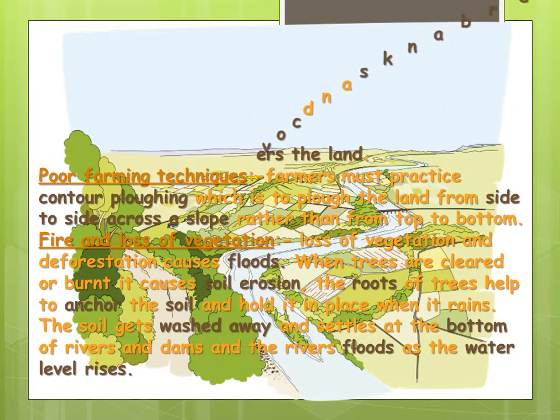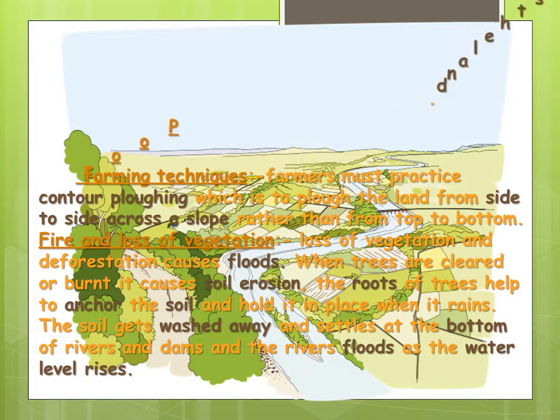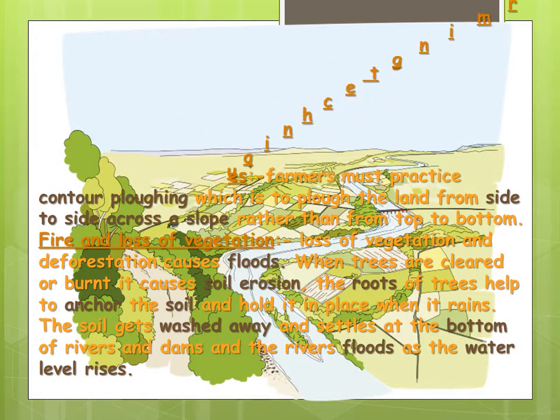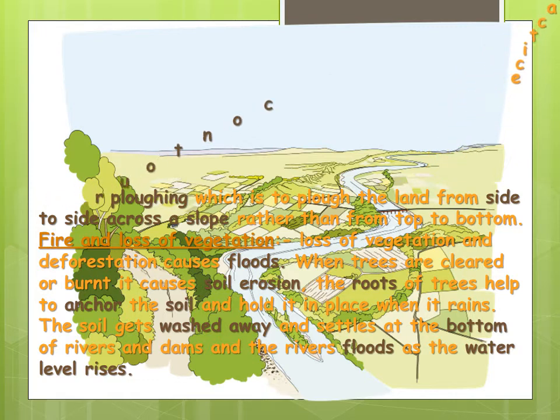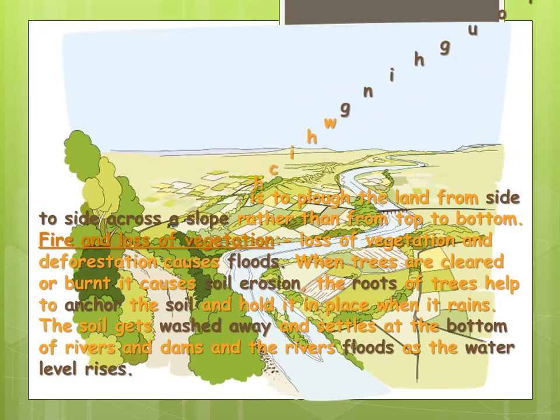Poor farming techniques. Farmers must practice contour ploughing, which is to plough the land from side to side, across a slope rather than from top to bottom.